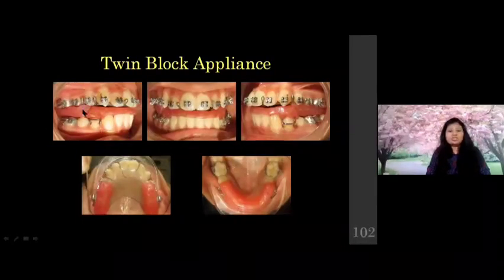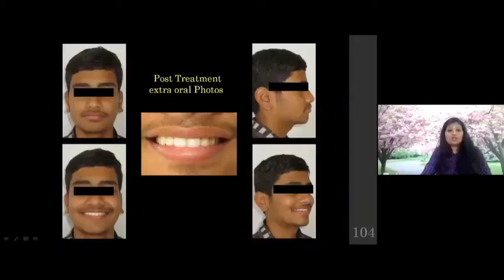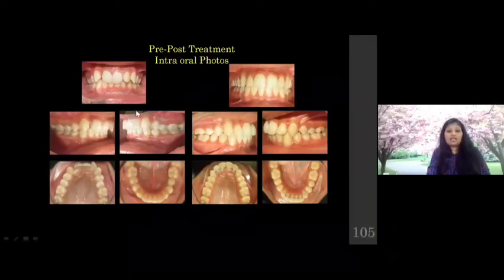Then we constructed the twin block appliance after we achieved enough amount of overjet using our fixed appliance. Then this was the second phase after the fixed appliance. After the myofunctional appliance, we went ahead with a full-fledged orthodontic treatment using reversed inclined plane. And this is the post-treatment extraoral photograph after finishing our twin block along with the fixed appliance. This is how the case ended out to be.